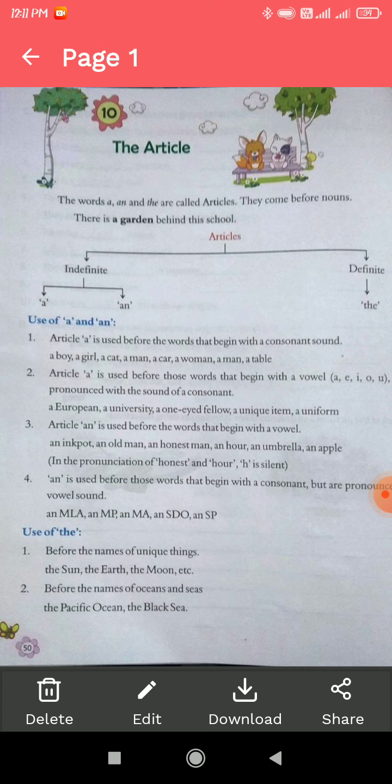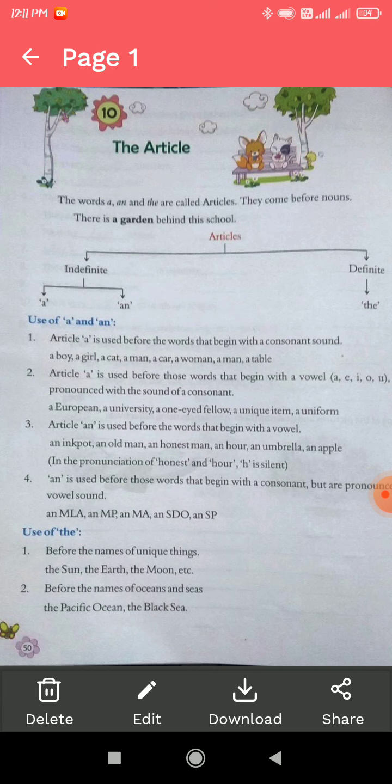Third point: article an is used before the words that begin with a vowel. Example: an inkpot, an old man, an honest man, an hour, an umbrella, an apple. So for all those words that begin with a vowel, we must use article an. But there are some words that begin with a consonant, like honest and hour.